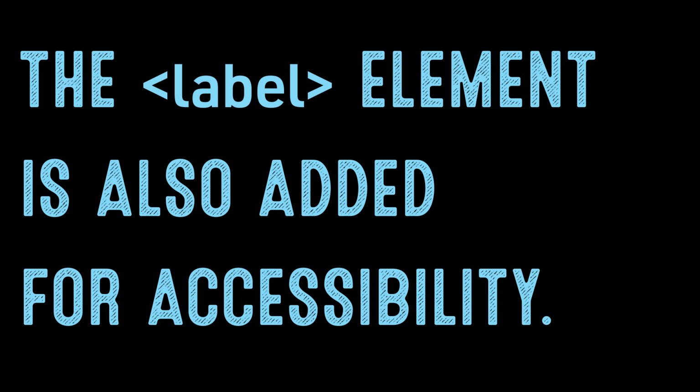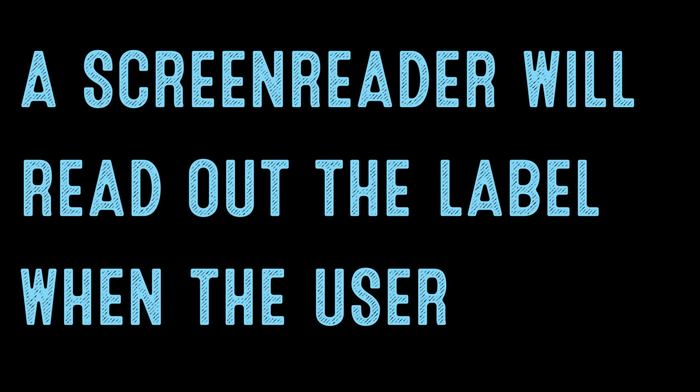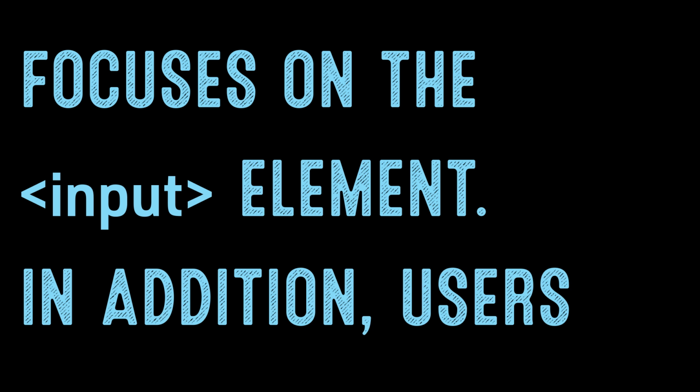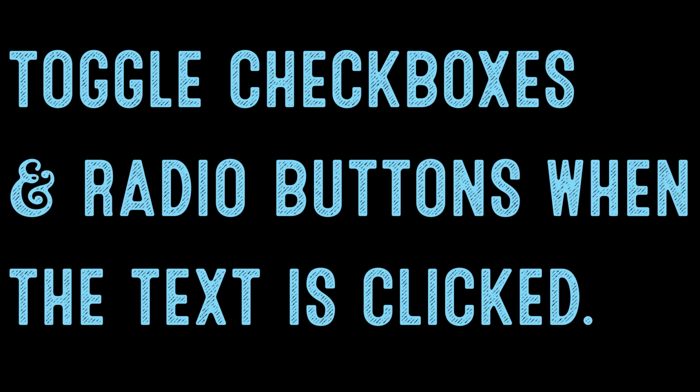How does the label element help with accessibility? The label element is also added for accessibility. A screen reader will read out the label when the user focuses on the input element. In addition, users who have difficulty clicking in a small region will be assisted by the label element because it can toggle checkboxes and radio buttons when the text is clicked.